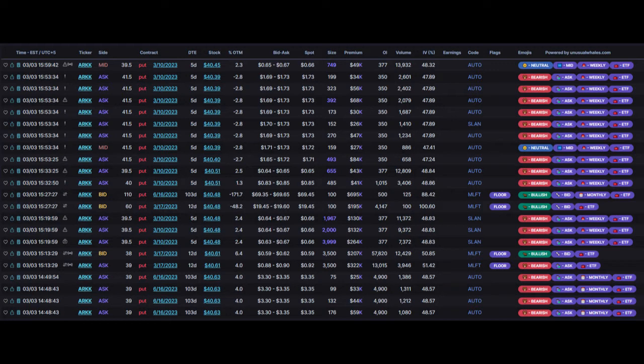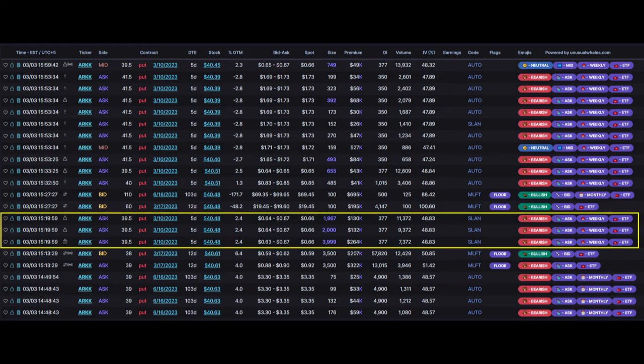Let's take a look at some RK options flow. These three RK transactions highlighted occurred at the same time and were all for the same contract. Given that they took place at the same time and are all similarly sized, we can make a high probability assumption that this was all from the same trader. The reason that it's broken up into three lines of data is because each of the three transactions took place on a different exchange. The executing exchange is a data point that can be toggled on, but it's not an important data point in my opinion.